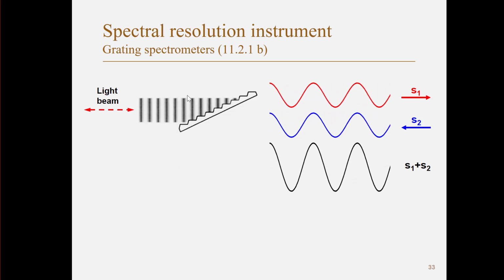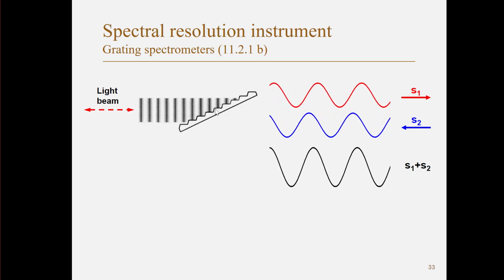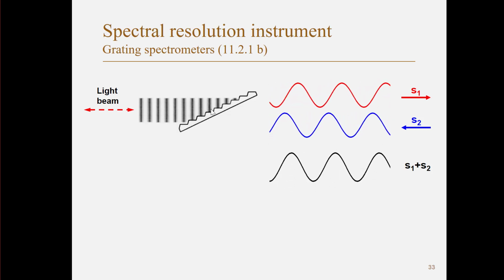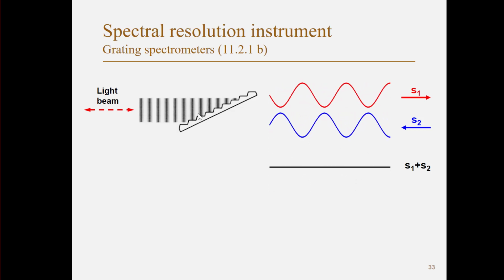So what we have here is a standing wave pattern with a node. There is one node on each groove, and the nodes in a standing wave pattern are separated by half a wavelength.